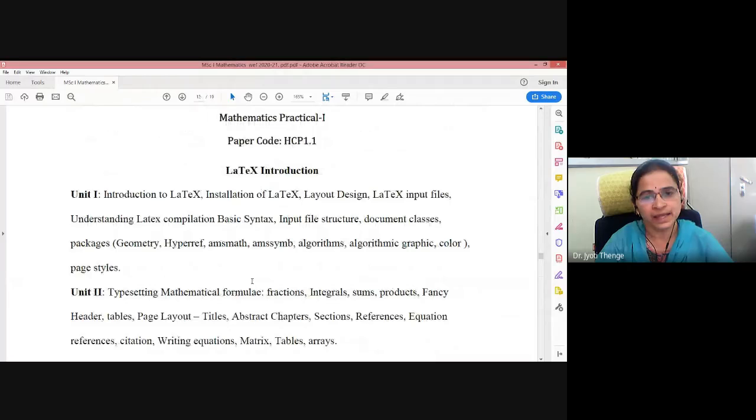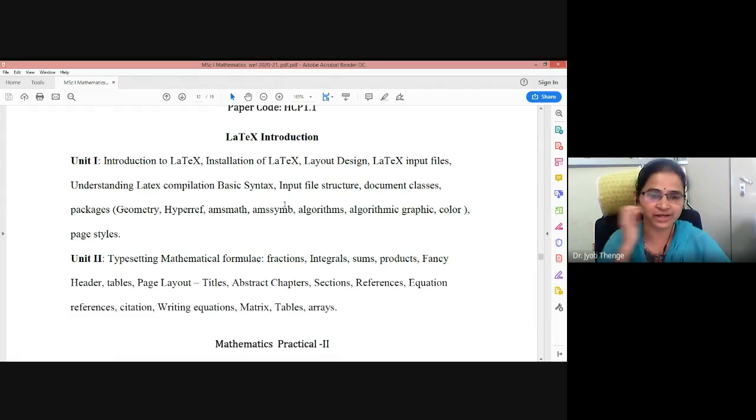Next, we have the practical sessions. There are 2 practicals as I mentioned earlier. Practical number 1, the paper code is HCP 1.1. Again, I will explain the paper code. HCP stands for Hardcore Practical, Semester 1, Practical 1.1. And this is an introduction to LaTeX actually.